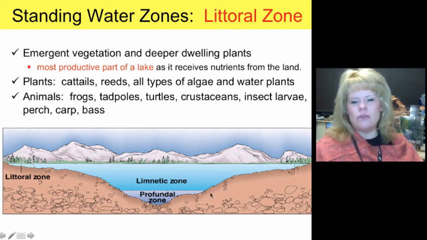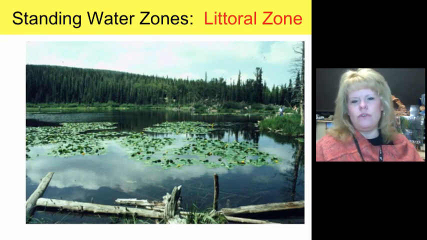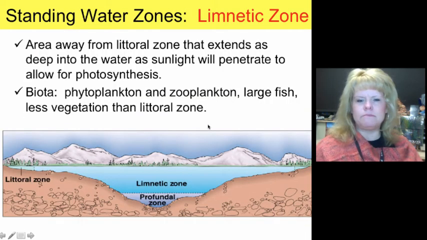So the next zone is going to be this area right here called the limnetic. But before we leave the littoral, do you see the value of these aquatic plants around the edges of this system right here? All of this would be the littoral, so it helps filter out what's coming in.